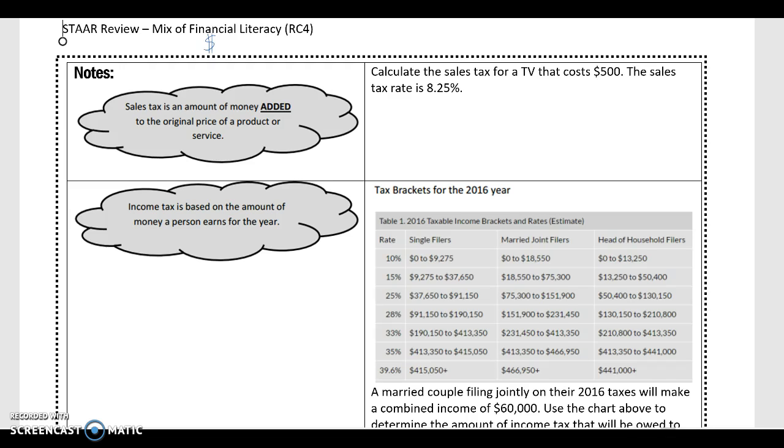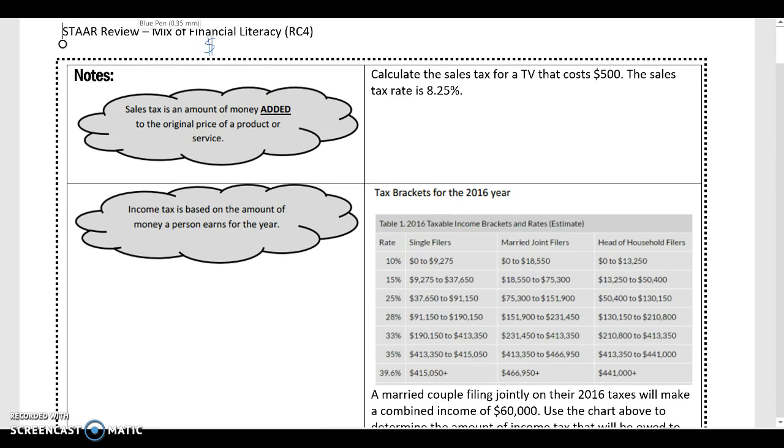So it says calculate the sales tax for a TV that costs $500. The sales tax rate is 8.25%. So since we're talking about percent, remember back to Friday, we talked about a proportion, right? So part over whole equals percent over 100. So all we're going to do is set up the proportion with the information we know.